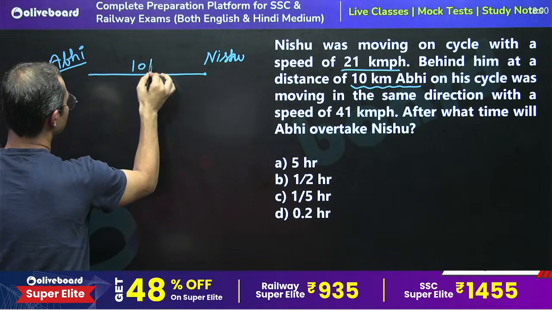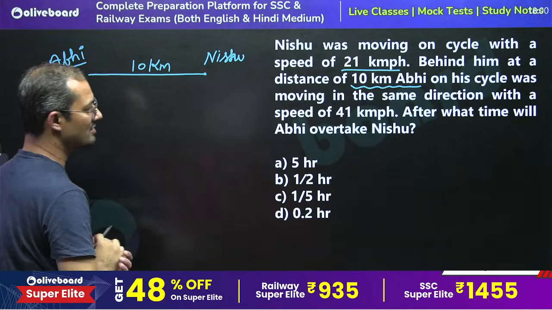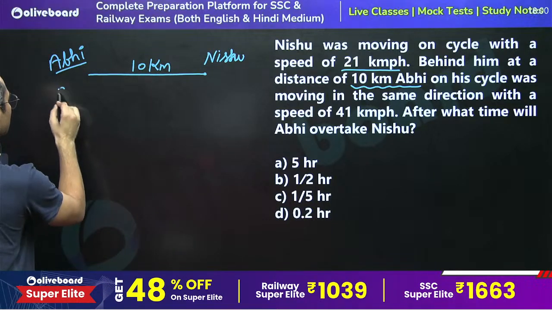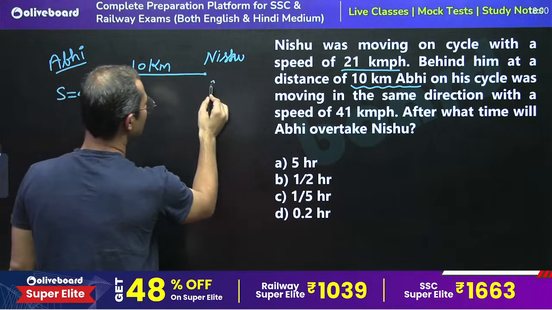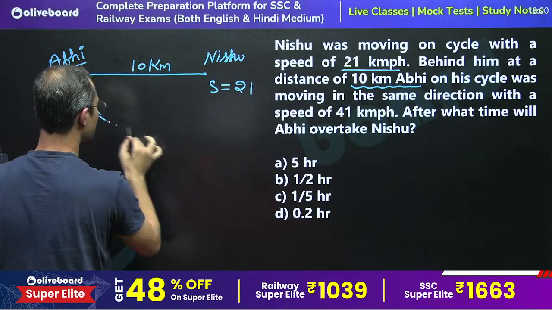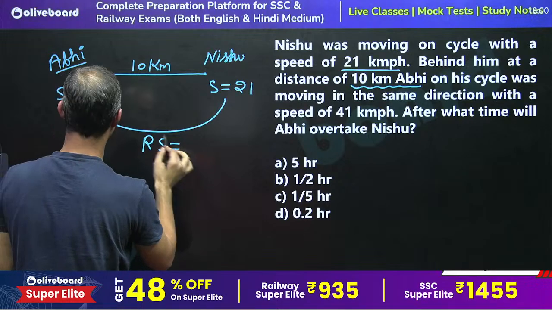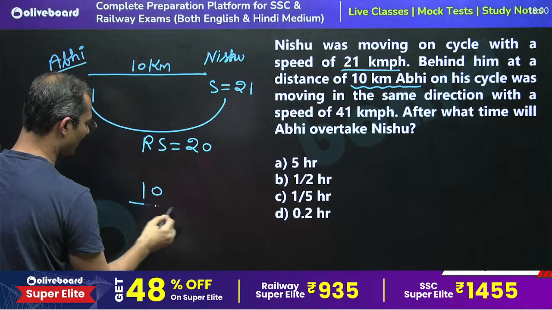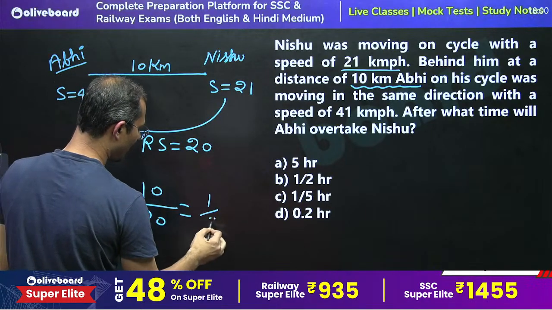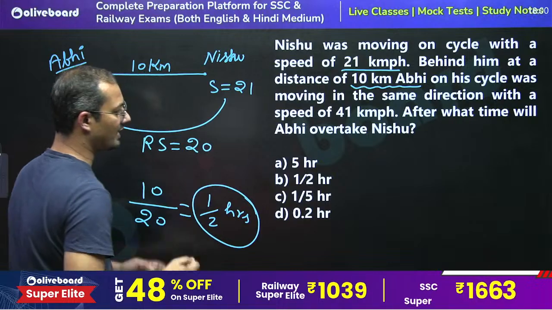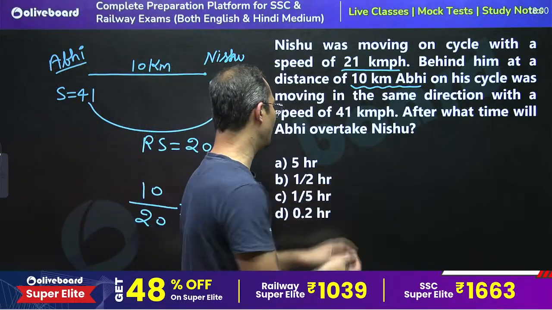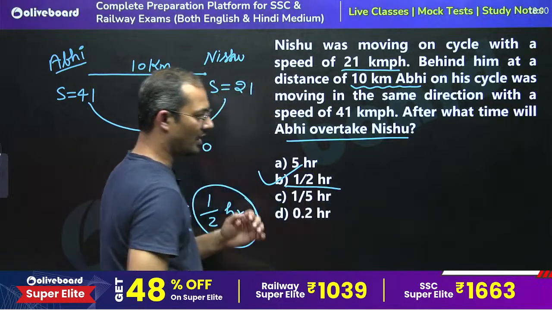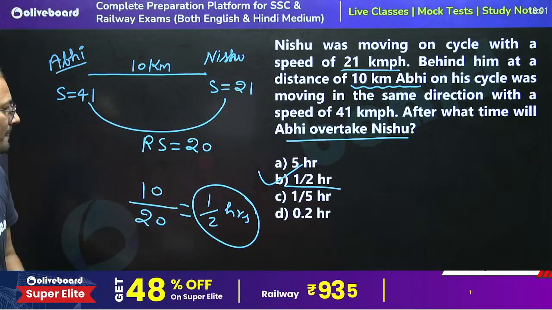So what is the distance? The distance is 10 km. So what is the speed of Abhi? That is 41. What is the speed of Nishu? 21. So what is the relative speed? The relative speed here is 20. So with the speed of 20, Abhi has to cover 10 divided by 20. So we can say that in half an hour, Abhi will catch Nishu. After what time will Abhi overtake Nishu? Just after half an hour, Abhi will overtake Nishu.